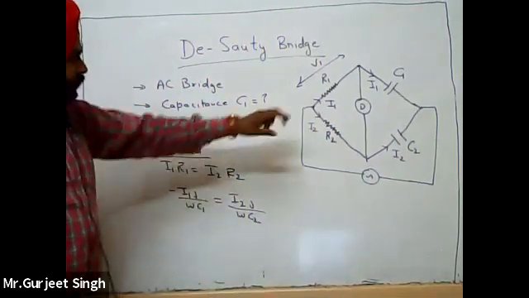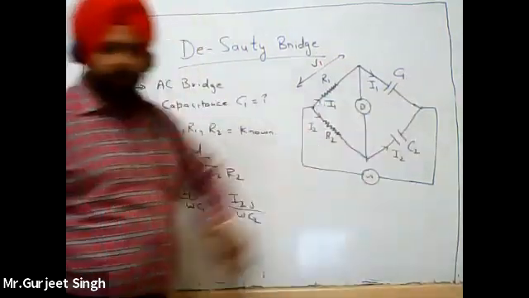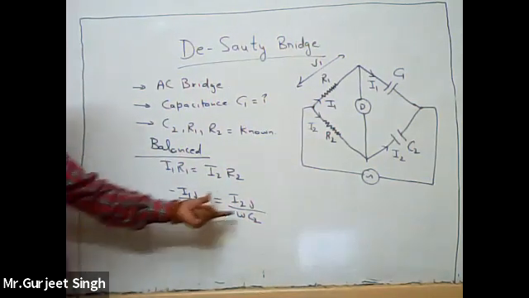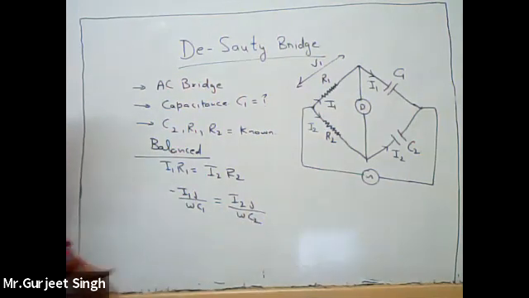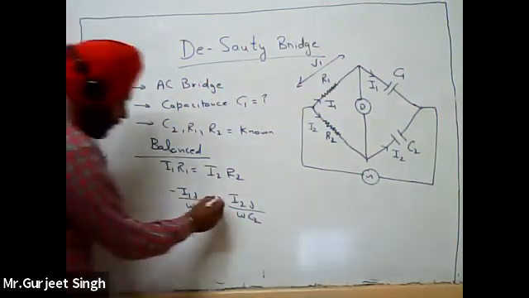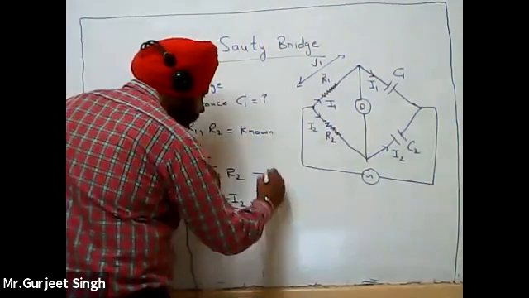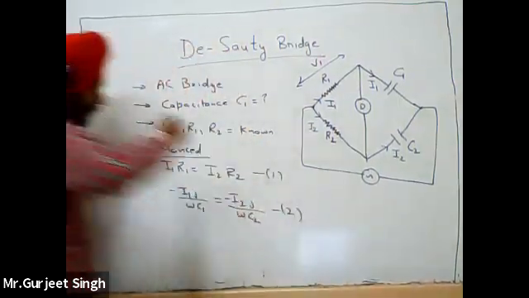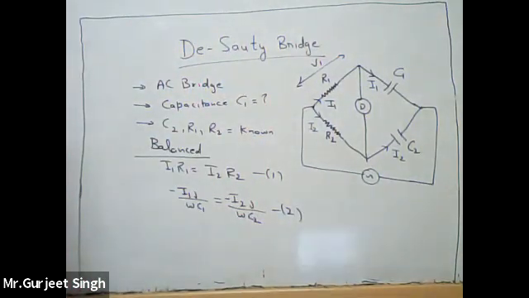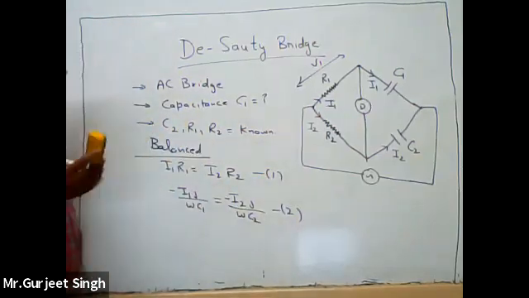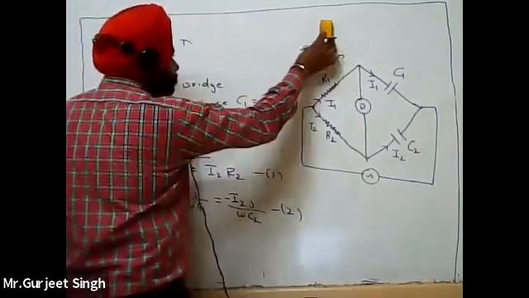These two voltages are equal when the bridge is balanced. So I1 j omega C1 is equal to I2 j omega C2, with the negative sign on both sides. Now we will divide equation one by equation two.